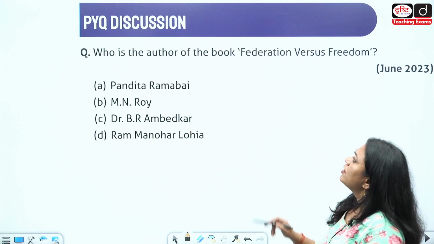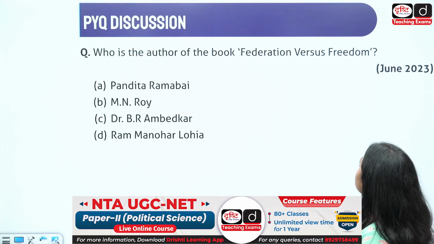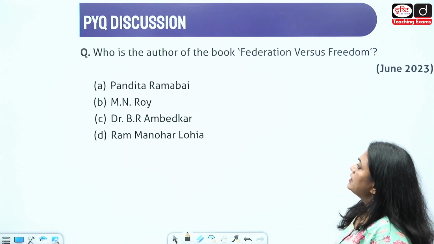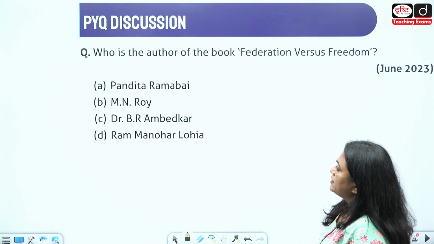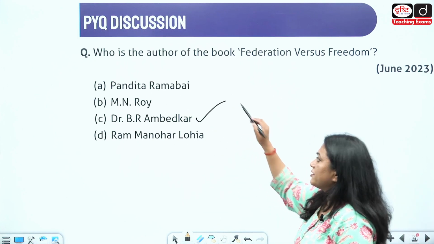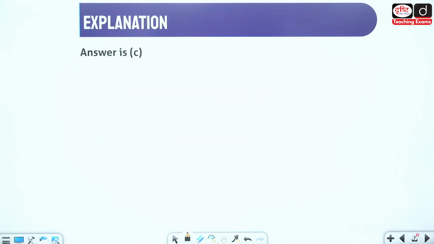So here we have: who is the author of the book Federation versus Freedom? A. Pandita Ramabai, B. M.N. Roy, C. Dr. B.R. Ambedkar, D. Ram Manohar Lohia. The correct answer is C, Dr. B.R. Ambedkar. So our answer is also C.